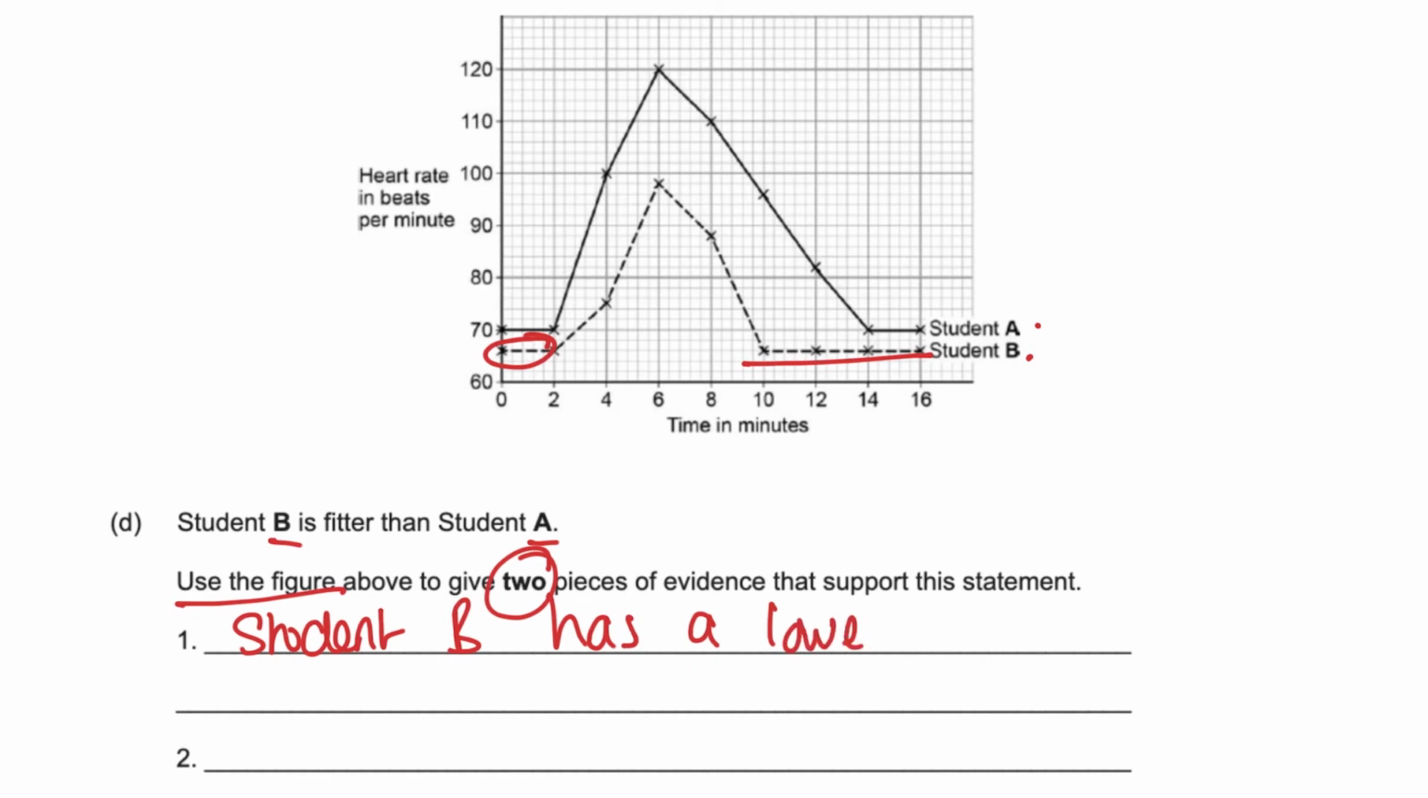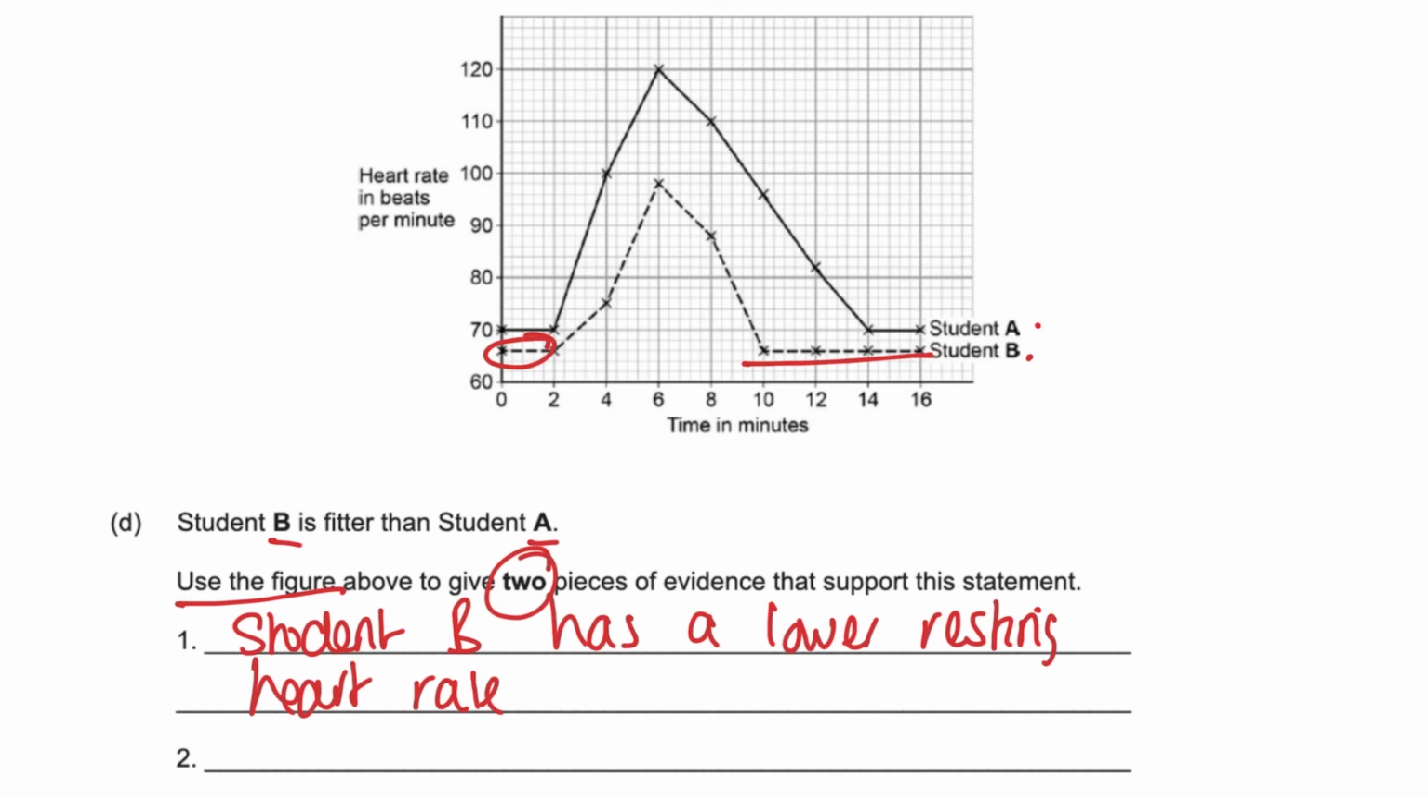Okay, so let's have a look at this next bit. Student B is fitter than student A. Use the figure above to give 2 pieces of evidence that support this statement. So how can we use this graph to prove that B is fitter than A? Well, student B has a lower resting heart rate. And a lower resting heart rate would mean that they need their heart to pump less to get the blood around their body, therefore they're fitter. Okay, but it doesn't ask for an explanation, it just asks us to state them. Okay, so there we go, first one.